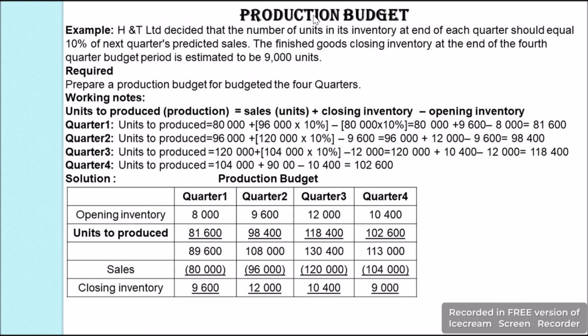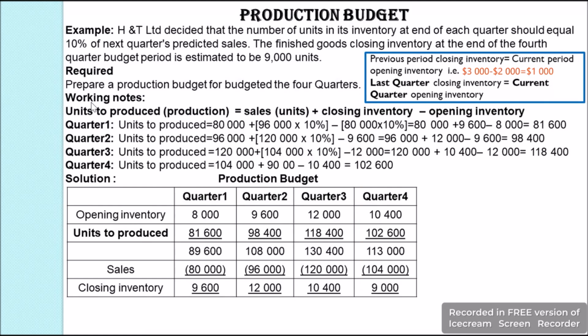Now let's understand the production budget with the help of an example. We will proceed with the same example which we have done in the sales budget. We have further information here where H&T Limited decided that the number of units in its inventory at the end of each quarter should be equal to 10% of the next quarter's predicted sales. The finished goods closing inventory at the end of the fourth quarter budgeted period is estimated to be 9,000 units. We are asked to prepare the production budget for the budgeted 4 quarters.